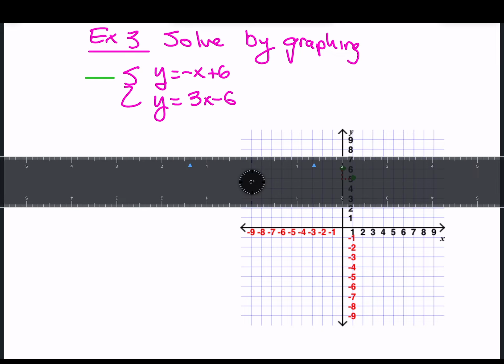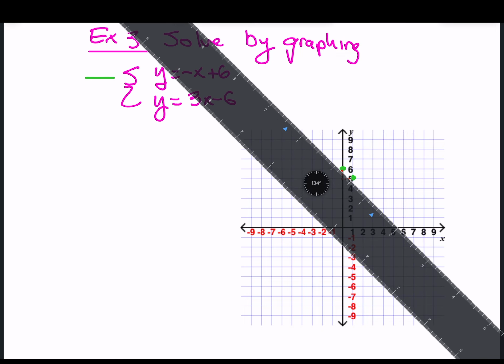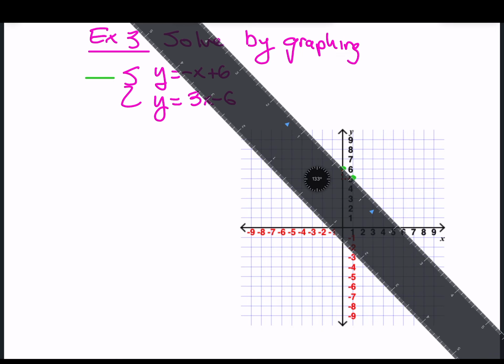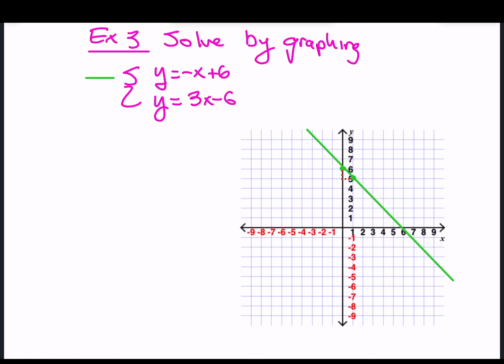So our second point can go there. Pull up our straight edge, and we can draw a straight line through those 2 points. Okay, so there's our first equation. Our second equation we can graph in purple. So y equals 3x minus 6. Again, our slope is 3, and our y-intercept is negative 6. So our intercept point is there.